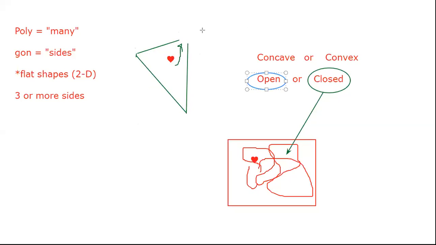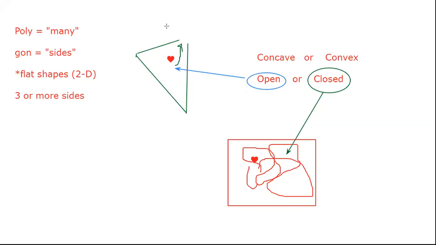So you want to go ahead and get some of these picture examples in your notes. That's open because he can get out. This is closed because he can't. You need to pause the video to go ahead and get those. Go ahead. Now our next classification of shape is the concave or the convex.